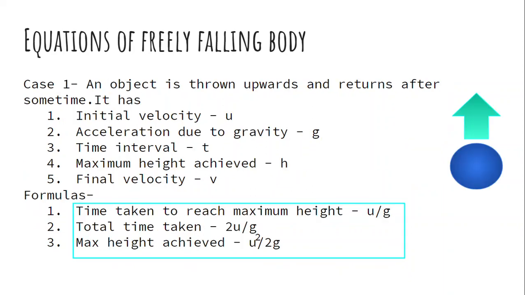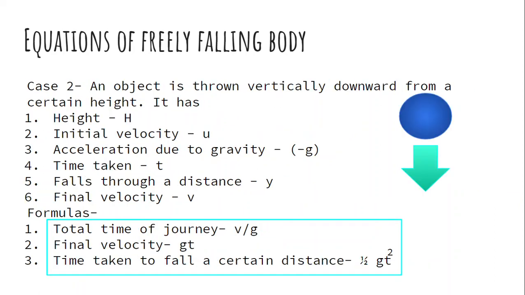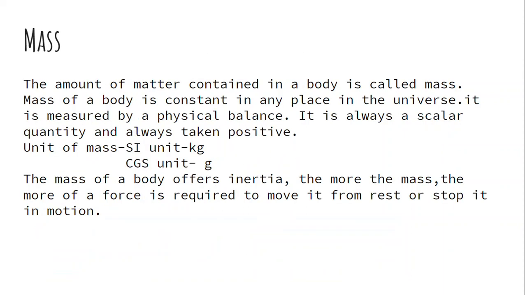And in the first case, the final velocity is just going to be 0, and in the second case, the initial velocity is 0. So now we're done with the formulas, so let's do mass and weight. I'm pretty sure you studied this in 8th grade, but we're going to do a bit more detailed version of it now.